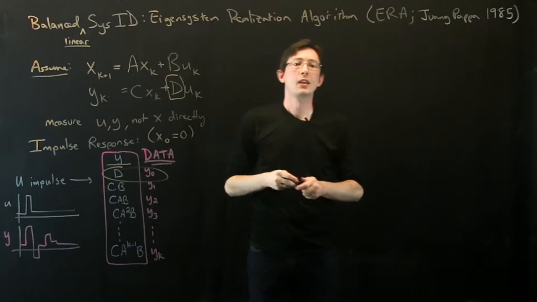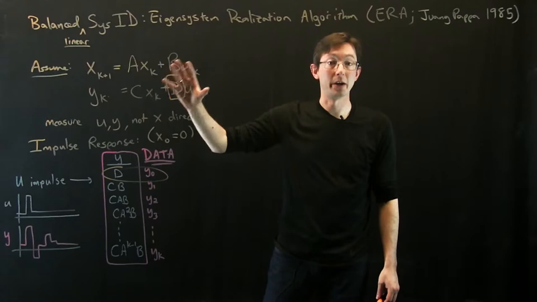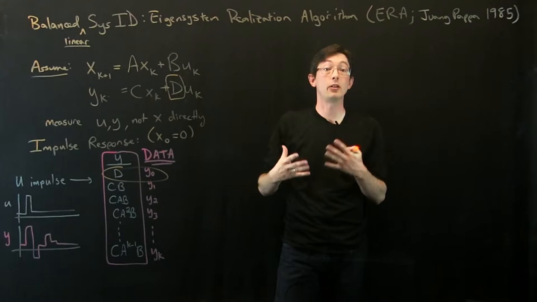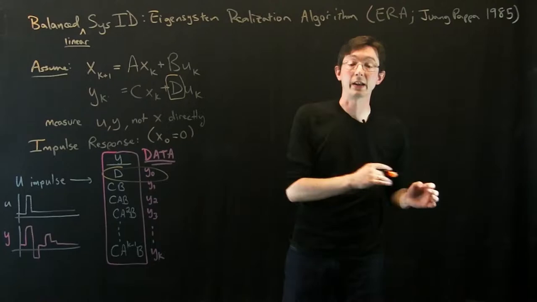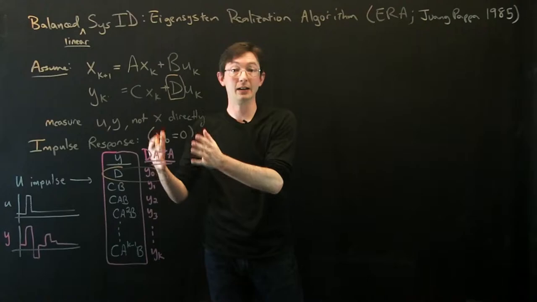We have D. And now what we're going to do is we're going to take Y1 through YK, where K might be large. We're going to take these measurements and we're going to try to back out a best fit model for A, B, and C in terms of a state X that's as small as possible that still captures these input-output dynamics. Very similar in flavor to balanced truncation, except that this is system identification. I do not have access to the model, I just have data, whereas balanced truncation and balanced POD, you had data and a model to generate that data.